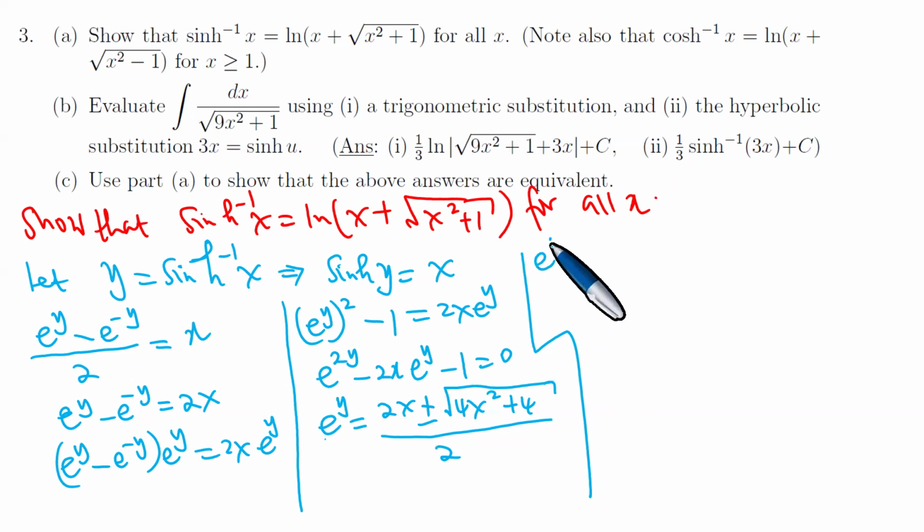Meaning that you have e to the y equal to, you divide 2x by 2, you get x plus or minus. And then you have the square root of 4, which is 2, times the square root of x squared plus 1.